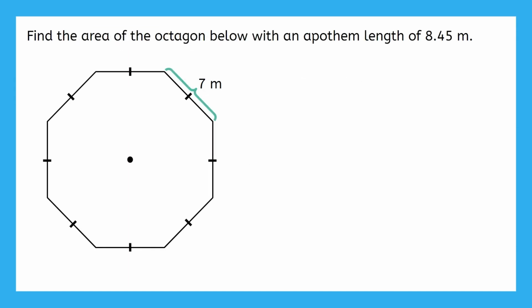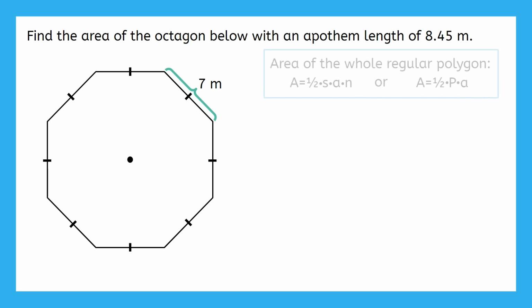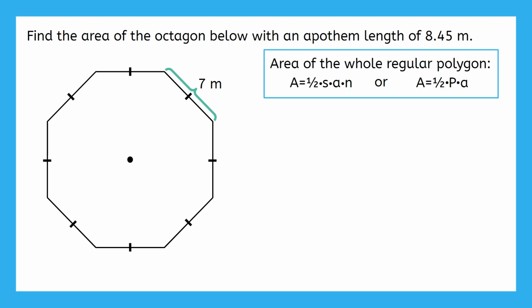Our first example problem says to find the area of the octagon below with an apothem length of 8.45 meters. We also have a picture with one of the side lengths given as 7 meters. Here are our two equivalent area formulas for regular polygons. Before we start solving, let's double check. These formulas only work for regular polygons. Is this a regular octagon?